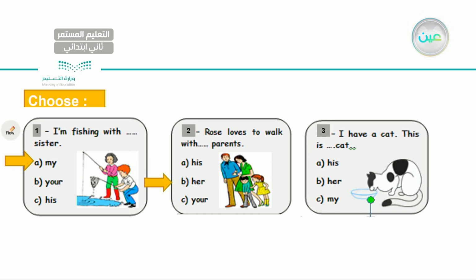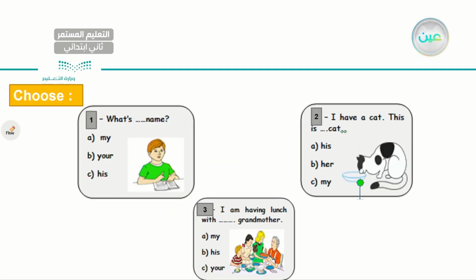Excellent. Number 3. I have a cat. I have the pronoun I. I have got a cat. This is my cat. Very good, my dear student. Next, choose. What's my name? What's your name? Or what's his name? What's your name? Very good.